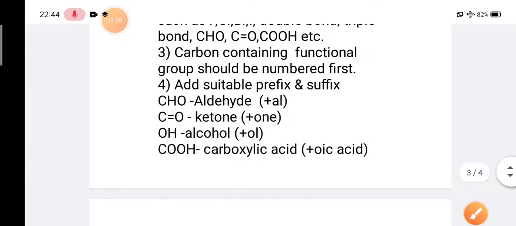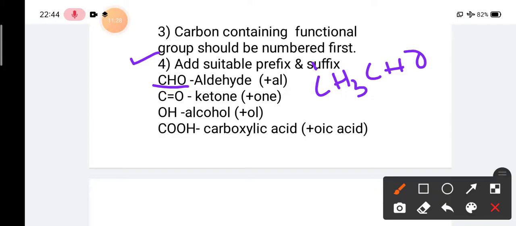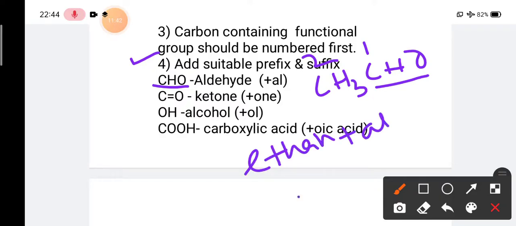So the next point is to add the suitable prefix or suffix. In the case of CHO, which is called an aldehyde, the suffix will be -al. Suppose we have CH3CHO. The number of carbons is 1 and 2. CHO is the functional group, so it is carbon 1 and the other is carbon 2. The number of carbons is 2, so it is called ethane. That is ethane plus al, ethanal.